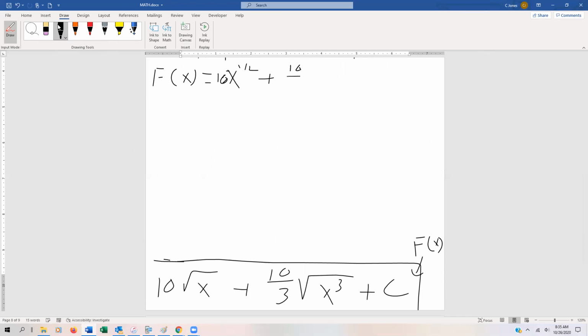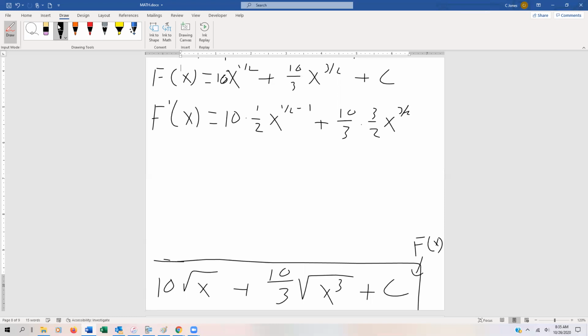plus 10/3 x to the 3/2 plus c. And now we can find F prime, the derivative. So that's going to be 10 times 1/2 x to the 1/2 minus 1 plus 10/3 times 3/2 x to the 3/2 minus 1 plus c. We know that 10 times a half is 5. 1/2 minus 1 is a minus 1/2. And then this just becomes 30 over 6, which is 5.